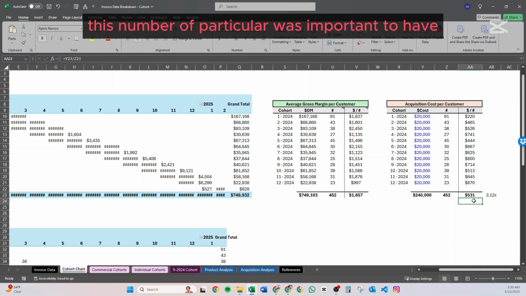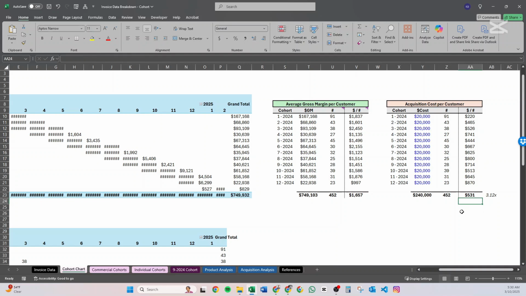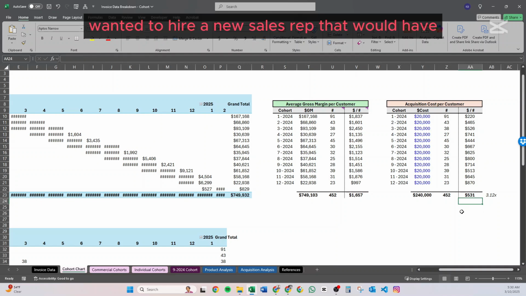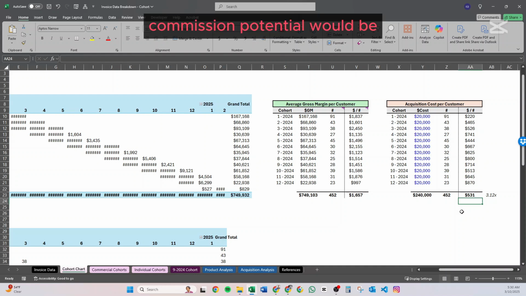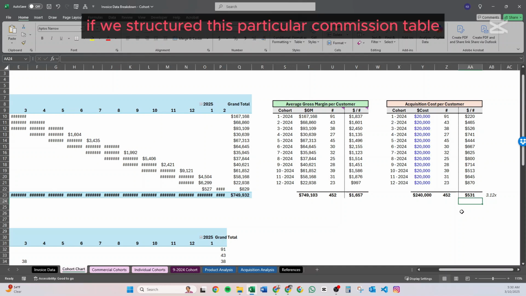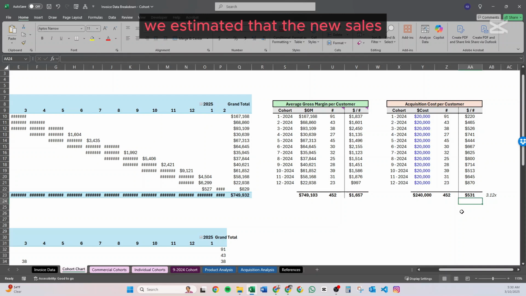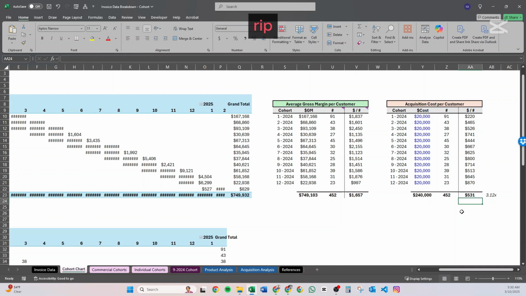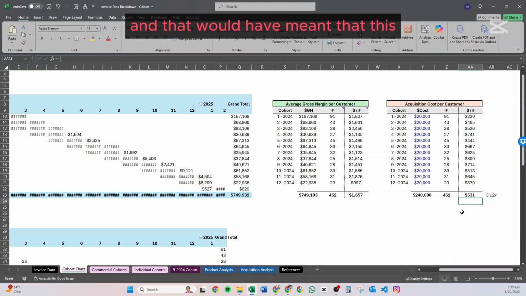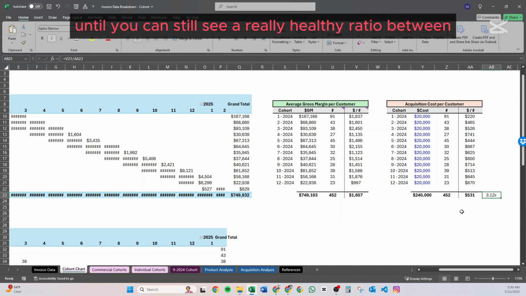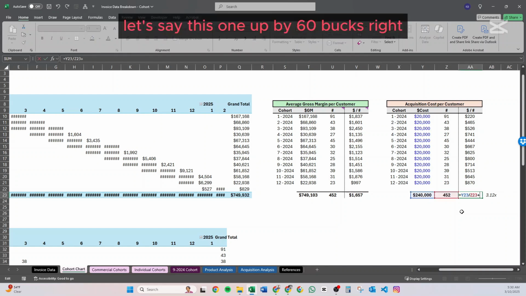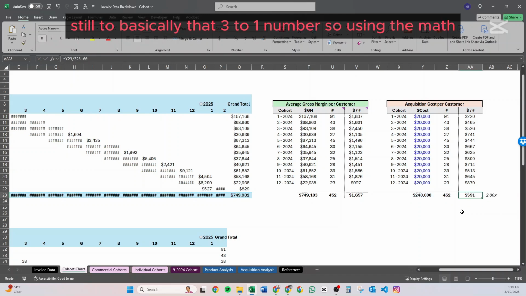This number in particular was important to have because we wanted to hire a new sales rep, and we wanted to see what the commission potential would be if we structured this particular commission table the way that we did. We played around with the numbers a little bit. We saw how that commission structure fit into the overall budget. And then we estimated that the new sales rep would be able to acquire a certain number of customers. That would have meant that this number would have gone up by like $50 to $60 per customer. And so you can still see a really healthy ratio between the two here. Let's say this went up by $60, right? It's still basically that 3-to-1 number.